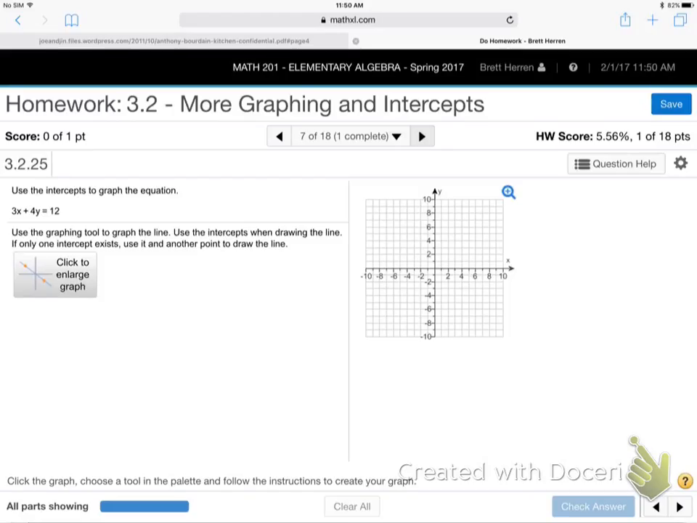All right. Okay, so let's try that one. So 3x plus 4y is 12. Same kind of thing. They want you to graph it.